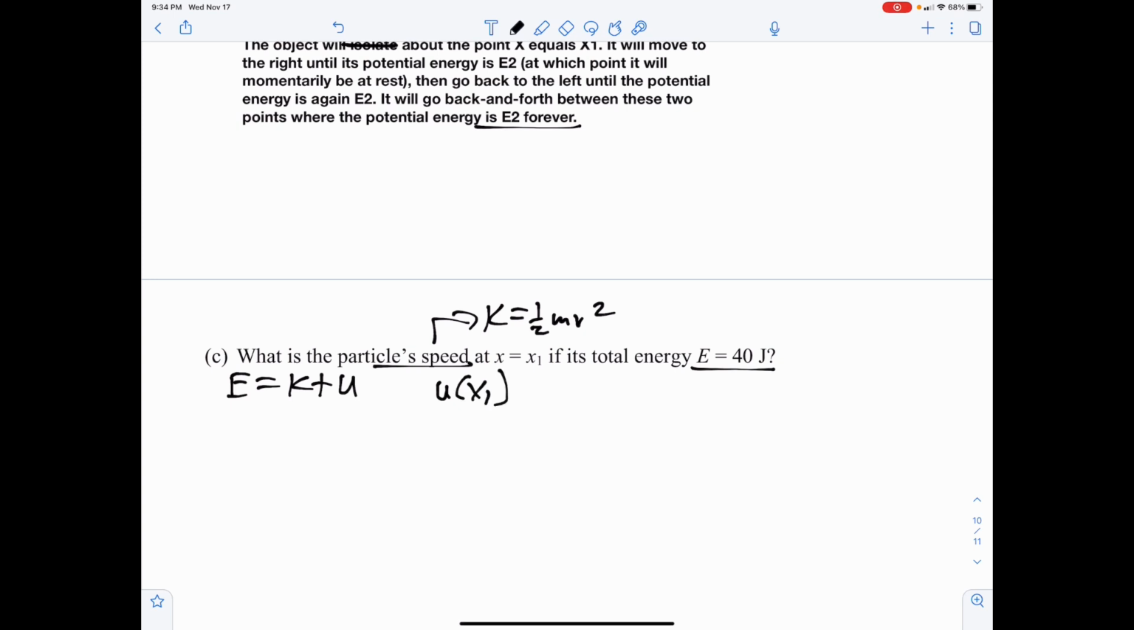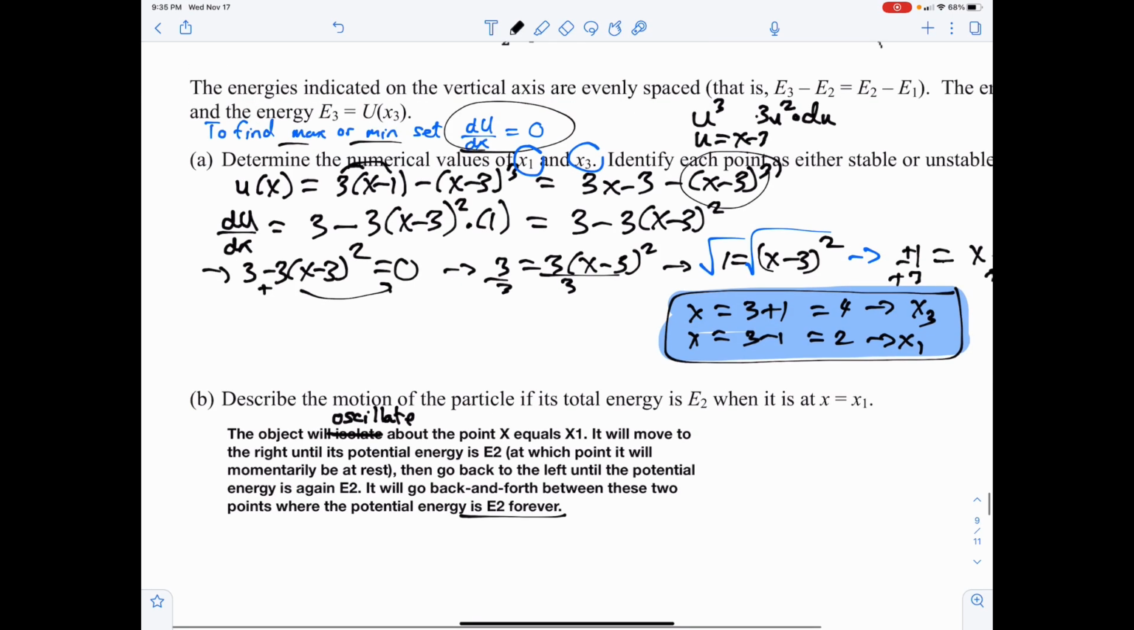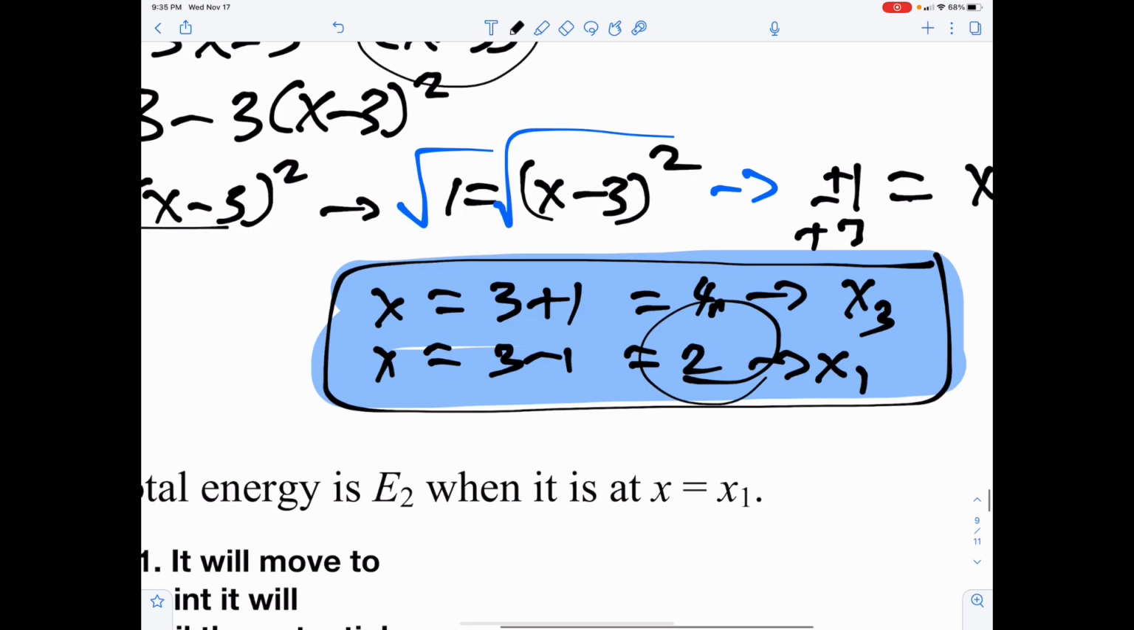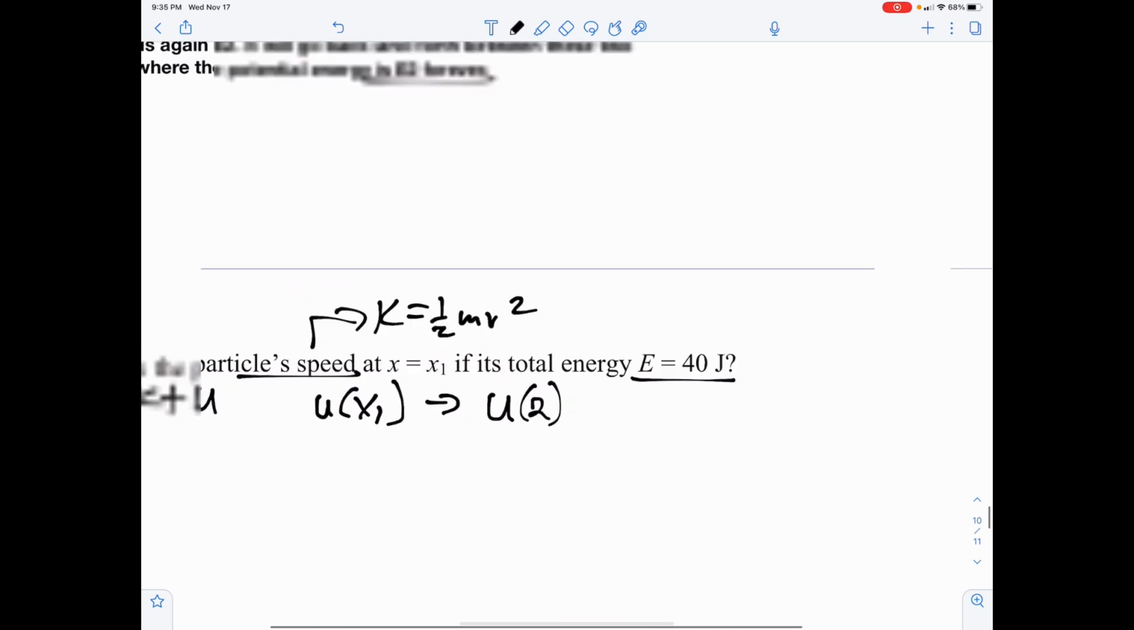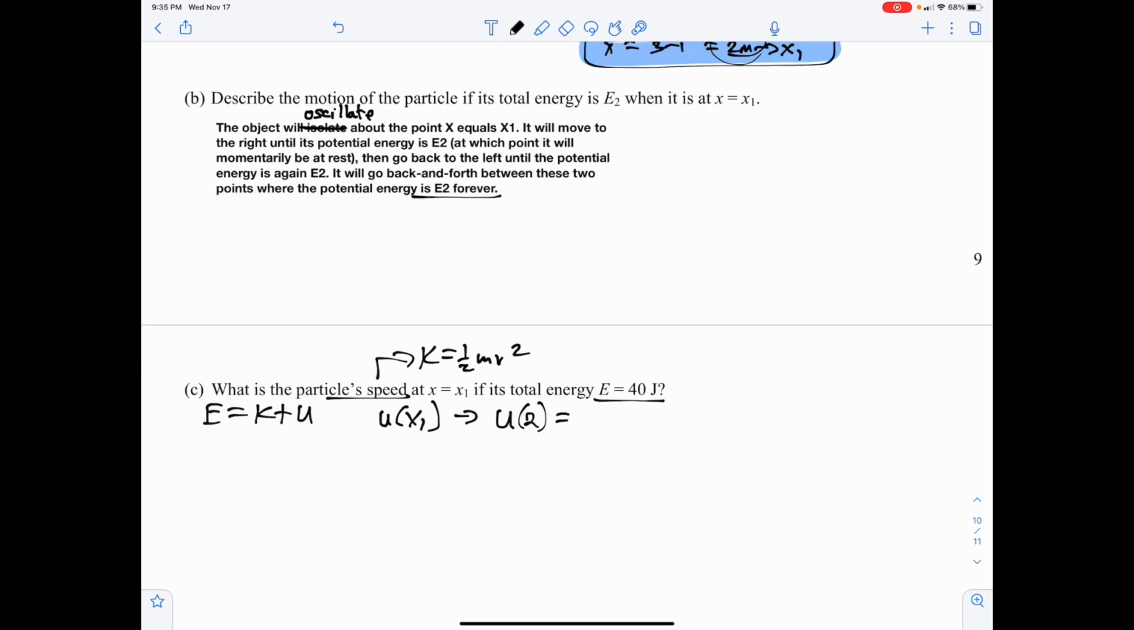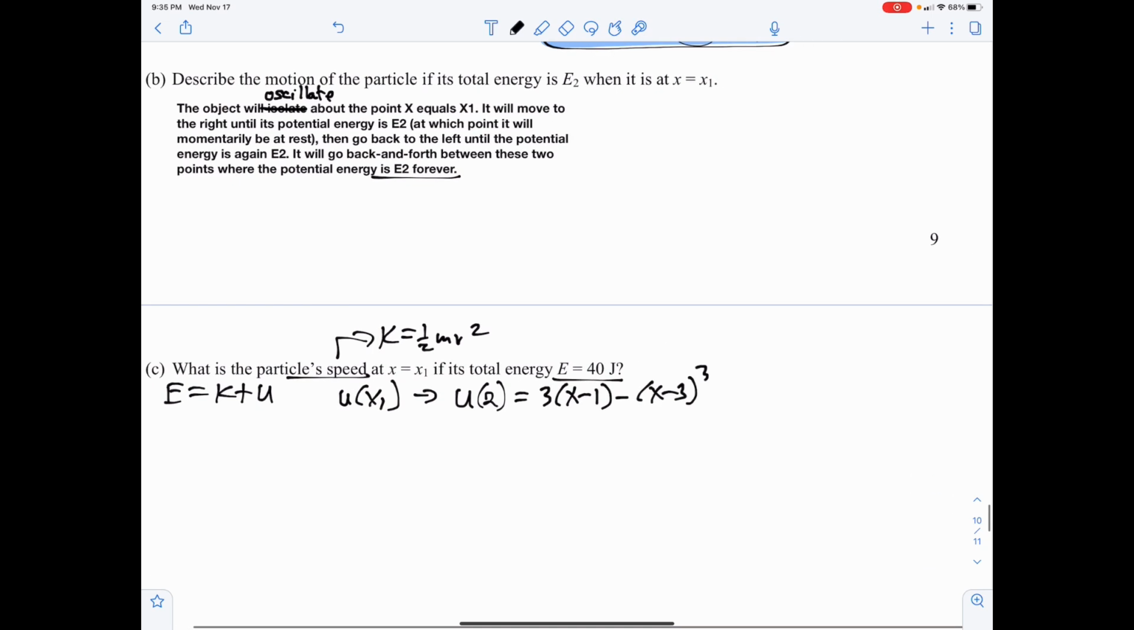Okay, now that would be the potential energy evaluated at x. Remember, x1 was 2. Sorry, I forgot to put the units, 2 meters. So we're going to evaluate at 2 meters for the original potential energy function, which would be 3 times (x minus 1) minus (x minus 3) cubed. And we're going to be plugging in a 2 everywhere you see an x to evaluate that.